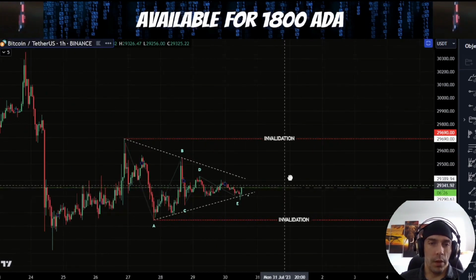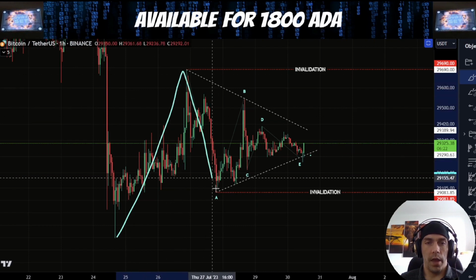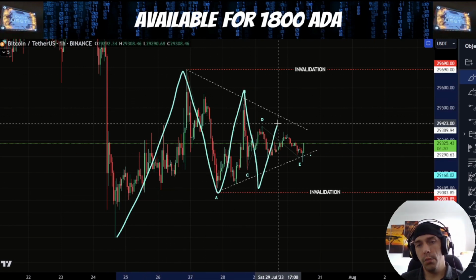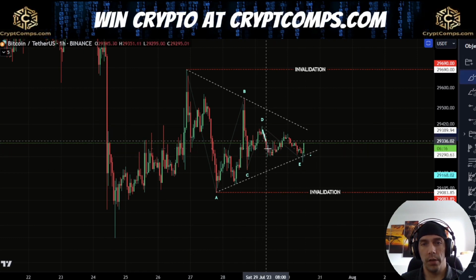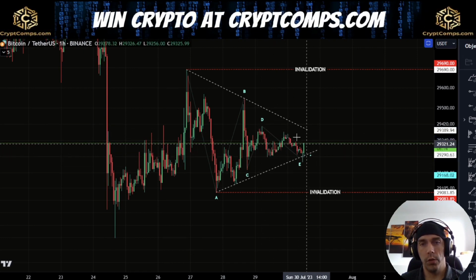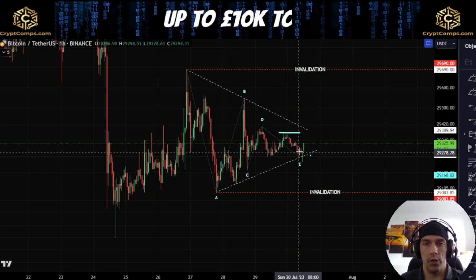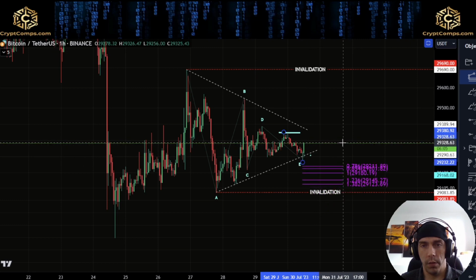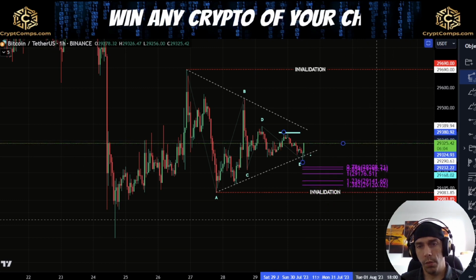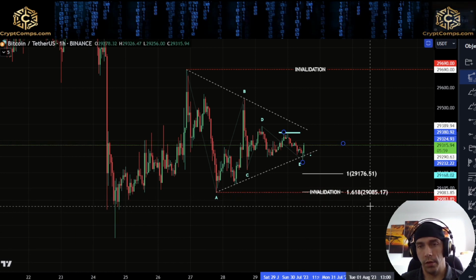The problem is here that if we're looking at this as a triangle, we also have to be careful of the idea that this is A, B, C, D, and E, in which case we could look to break to the downside. If this is the case, what we would then be saying is that potentially this is 1, 2, 1, 2. And if we fail to break back above these highs, we could see price start to reject to the downside. Now, what we'd be looking for here as a common target, given our current levels here, would be looking for this 1.618 to the downside, which would be this 29,085.